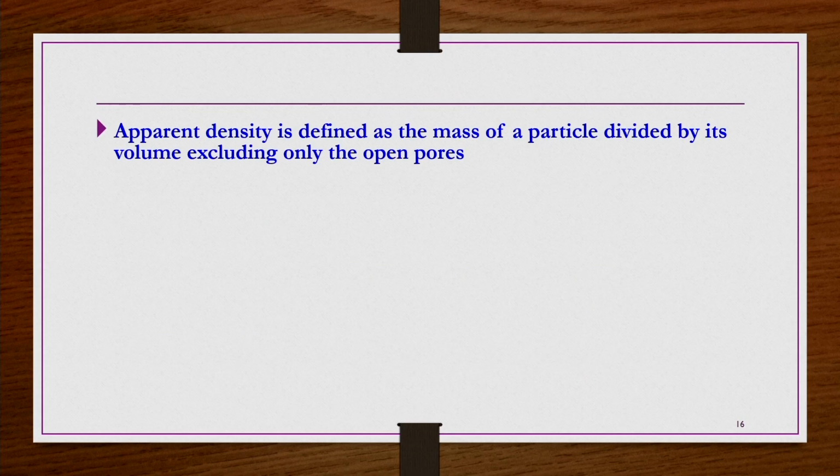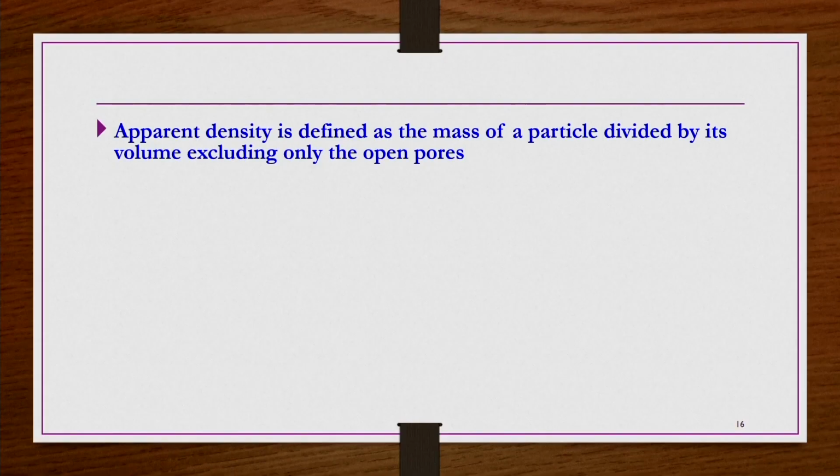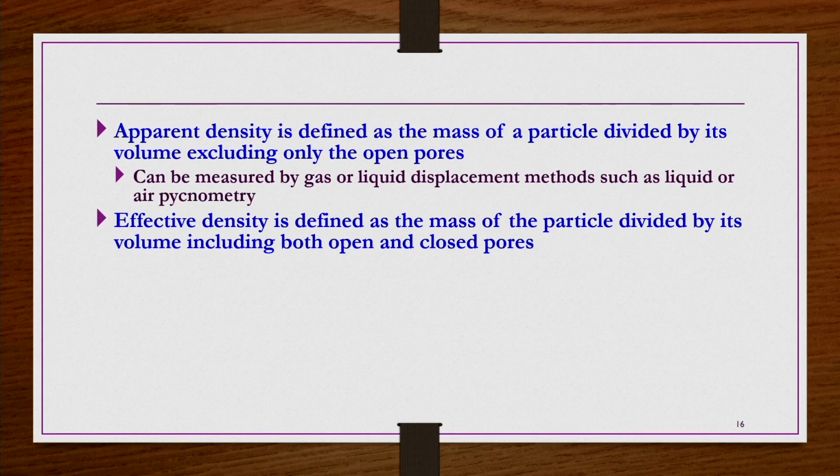But if you exclude only open pores, that is, if from the total volume of the particle you subtract the volume of the open pores alone, not the closed pores, then whatever density you get is the apparent density. But if you include both volumes, that is the open pores as well as the closed pores, in the volume of the particles, then the density, mass by volume, that you get is the effective density.